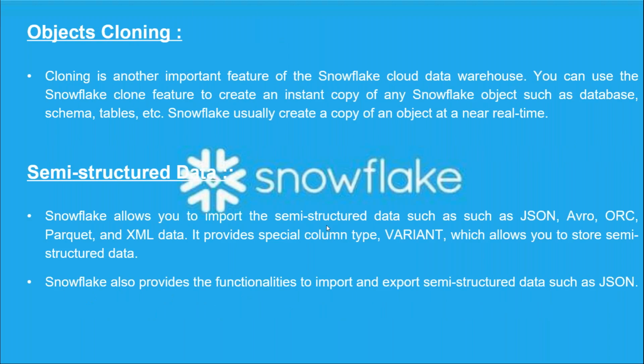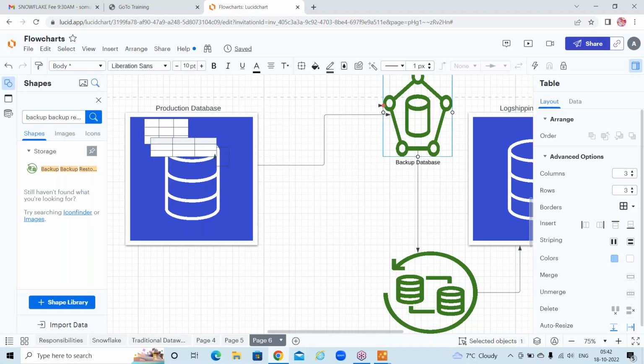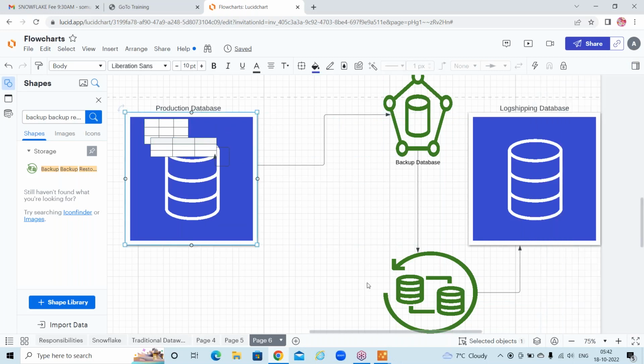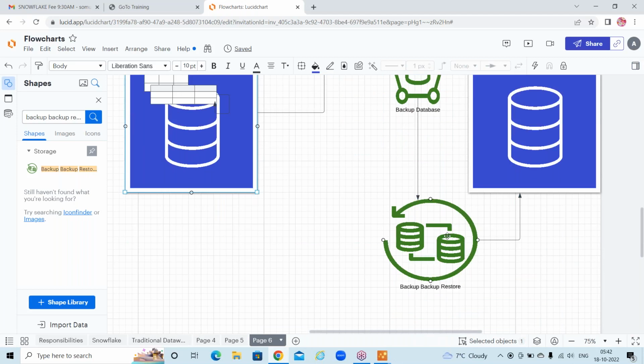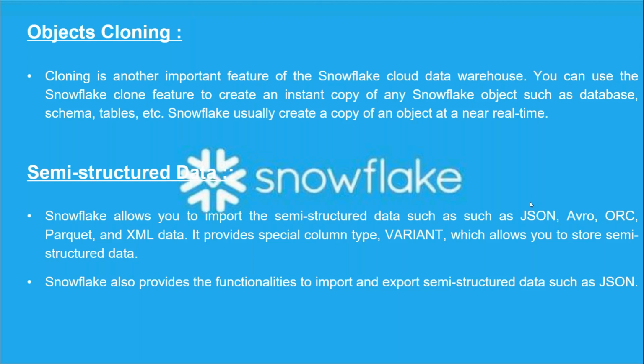And what about object cloning? Object cloning is also a new feature in the database world. It is not there in any other system. Database cloning is nothing but, as I said, if you want to take a backup of a particular database, you need to set up all these things. First, you need to create jobs to take the backup of your database, and then create another set of jobs to restore that database onto another server. Here in Snowflake, if you want to take a copy of any database object, you can clone it within a second, whether it is a database, a table, a schema, or a view.